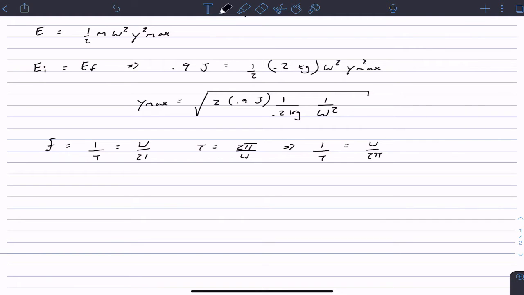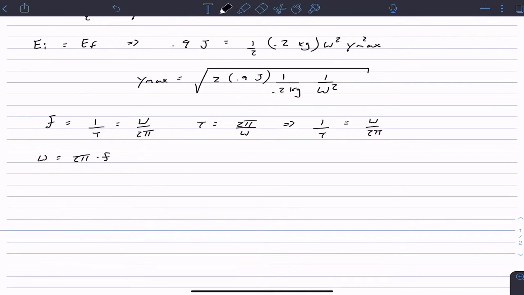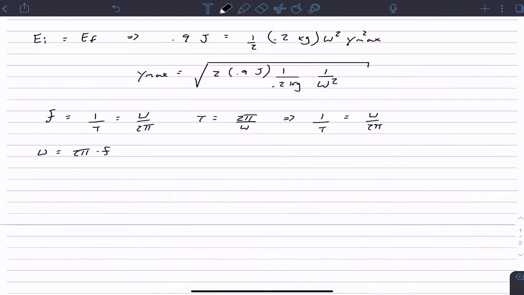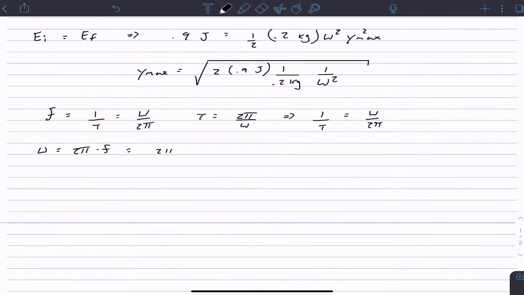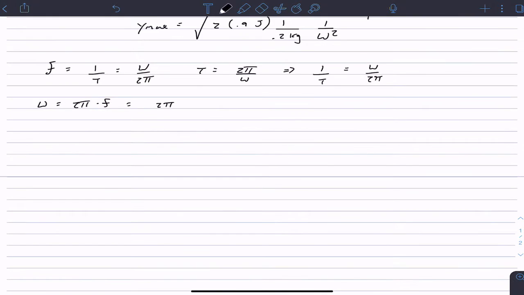So now we have omega is equal to 2 pi times the frequency, and I got that all from this basic relationship here. F is equal to 1 over T, and T is equal to 2 pi over omega. I solved for 1 over T because that's what we have here, plugged it in, and then solved for omega. These are standard identities that you can find in any physics book. And what was f? F was 25 over pi.